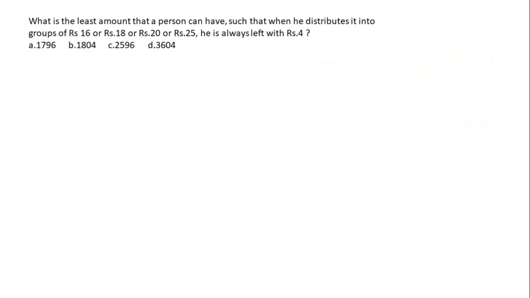What is the least amount a person can have? So that distributed into groups of 16, 18, 20, or 25 is left with rupees 4, which means the least number for 18, 20, 25, and 16. So he's left with 4. Again, I'll tell you this.